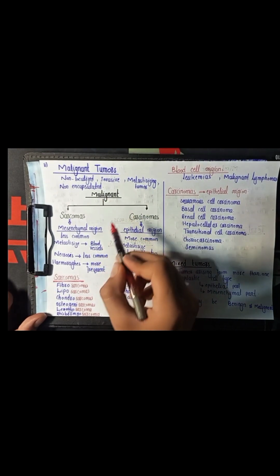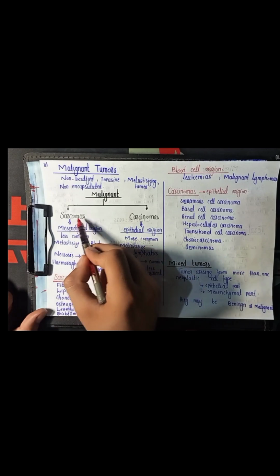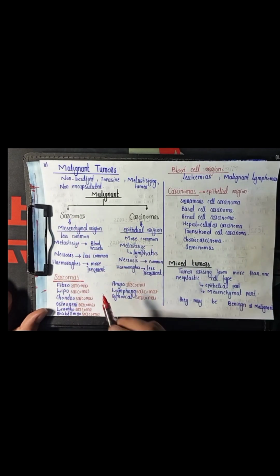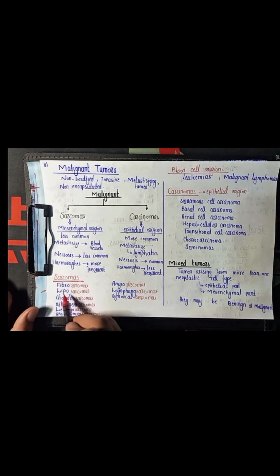So for the malignant tumors that are mesenchymal in origin, we add the suffix sarcoma, like fibrosarcomas, which are malignant mesenchymal tumors that arise from the fibrous tissues. Liposarcomas arise from adipose tissues. Chondrosarcomas arise from the cartilaginous tissue. Osteogenic sarcomas arise from bony tissues.